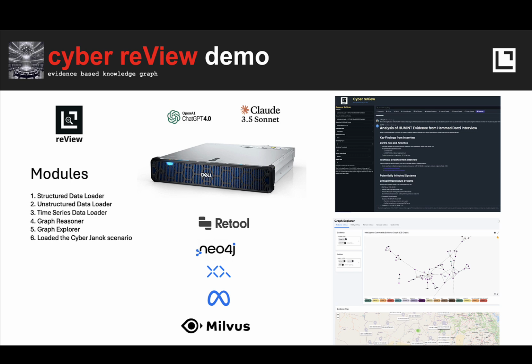The first is the structured data loader, which takes care of loading all the structured data from CSV files into our knowledge graph. The second module is the unstructured data loader. This takes unstructured documents and loads them into the knowledge graph. It'll extract entities from the structured and unstructured data as well. The time series data loader is used for loading high frequency time series data like server logs.